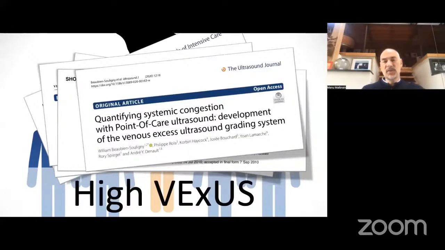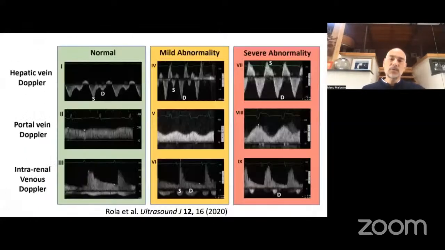What about this VExUS, venous access by ultrasound? Has been very popular recently in discussions. So you look at hepatic, portal, intrarenal venous Doppler, and then you calculate the VExUS score, and this seems to be predictive for AKI congestion better than CVP.